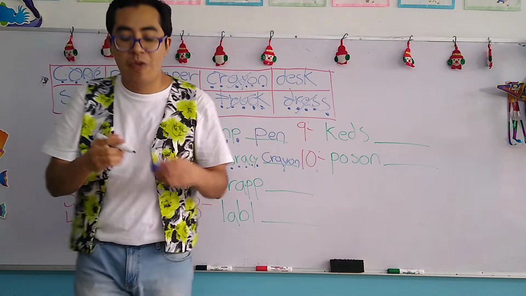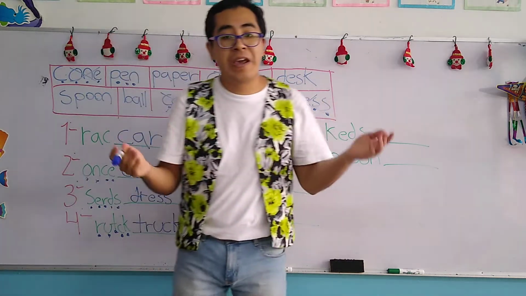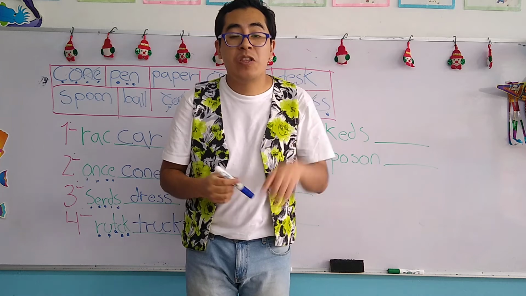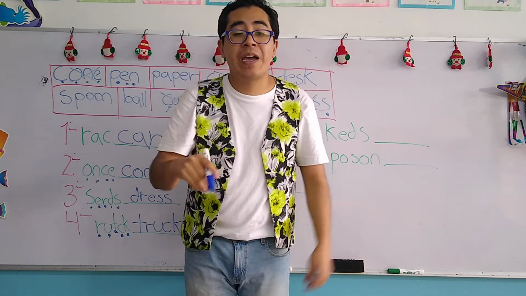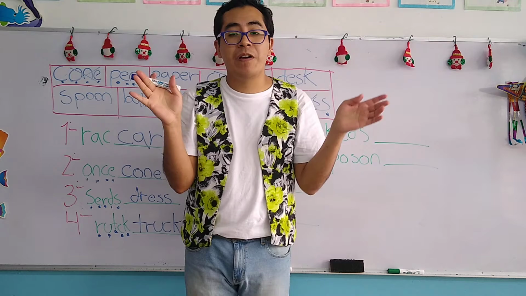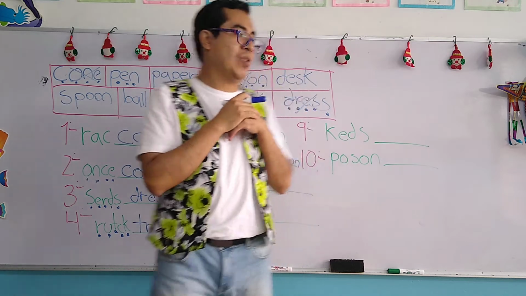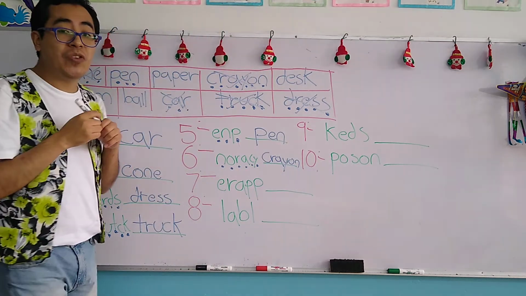The word is crayon. Now remember, crayon, it's an object that you use to paint, okay? And we have crayons with different and all types of colors. Let's continue with the number 7.